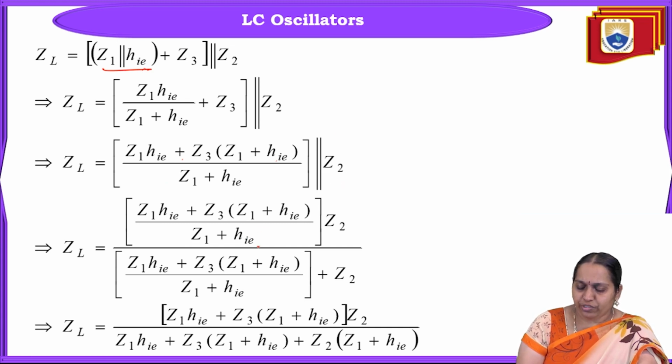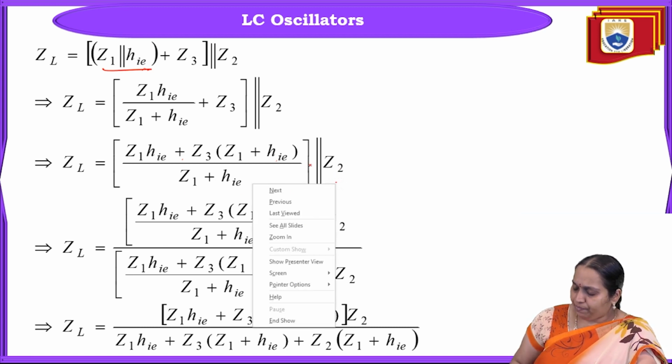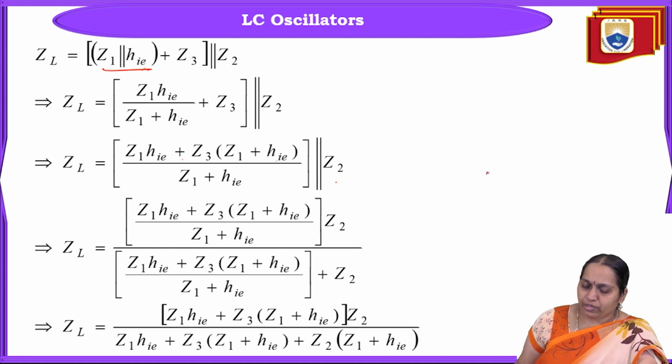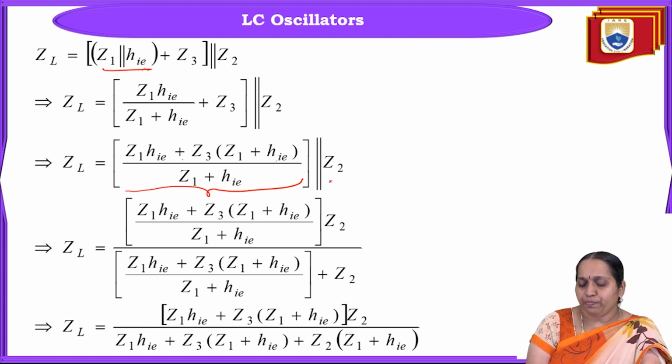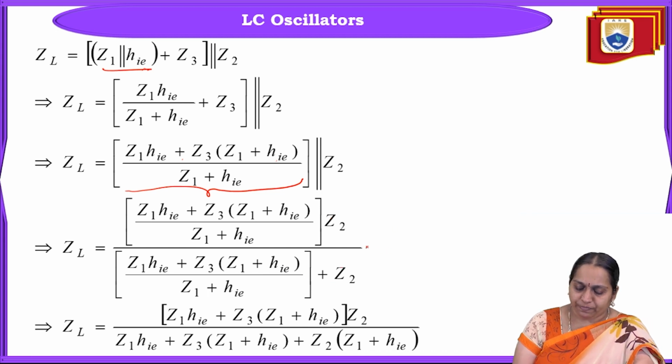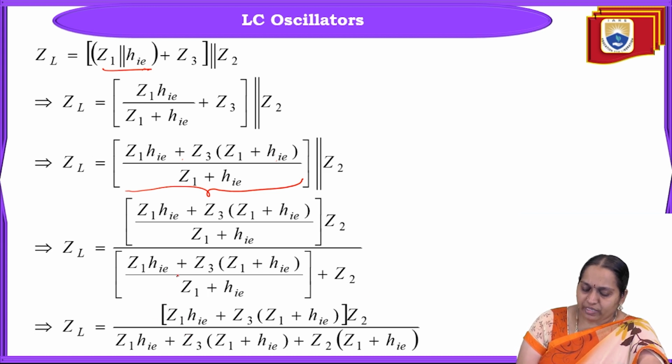On simplification, you see that this thing is in parallel with Z2, so it is again Z1 parallel Z2 form. If we treat this complete thing as one impedance, this is in parallel with Z2, so Z1 Z2 by Z1 plus Z2: this impedance into Z2 divided by this impedance plus Z2. On further simplification, you can see that this ZL will be equivalent to Z1 hie plus Z3 into Z1 plus hie, into Z2, by Z1 hie plus Z3 into Z1 plus hie, plus Z2 into Z1 plus hie.